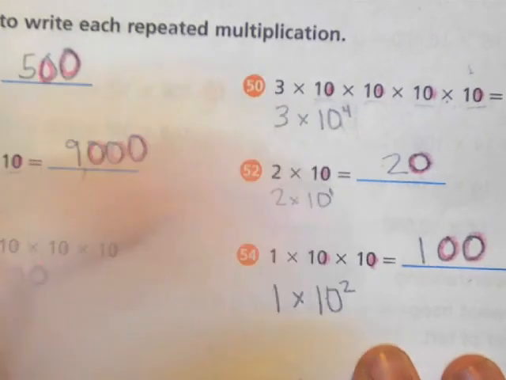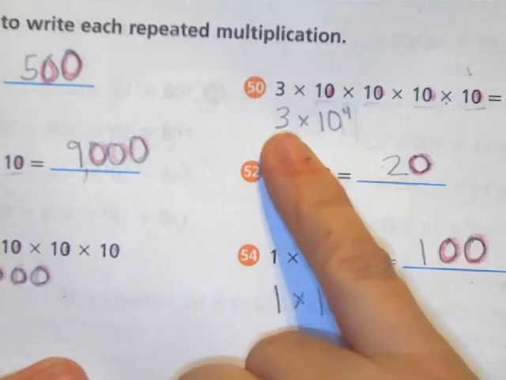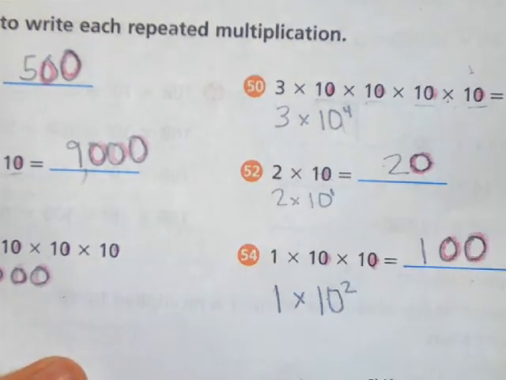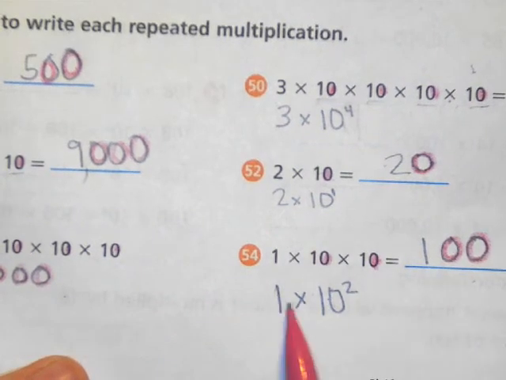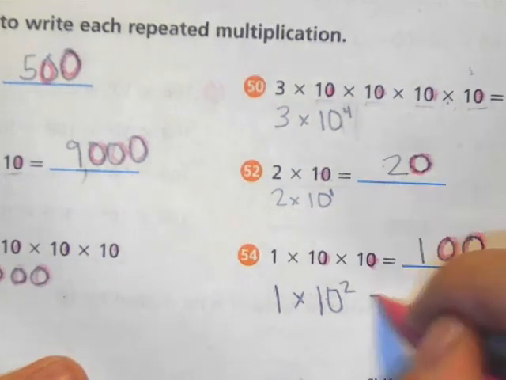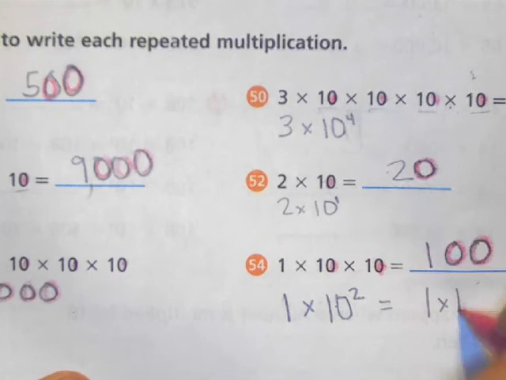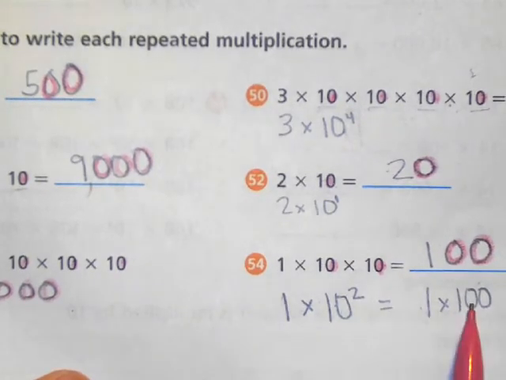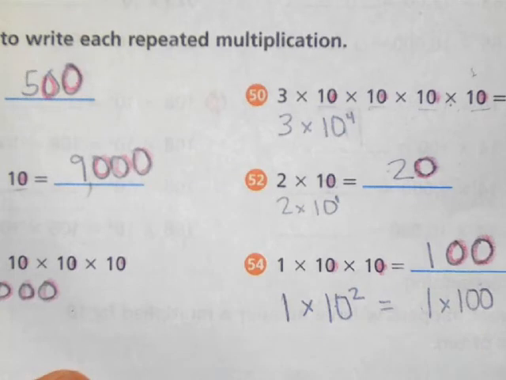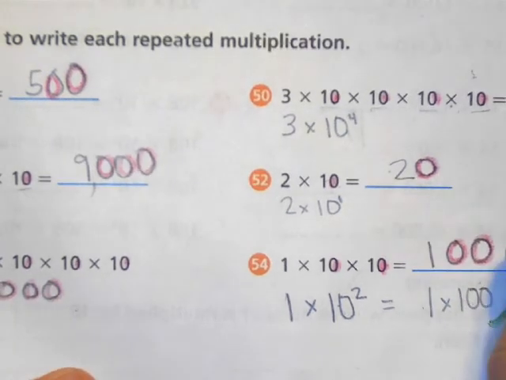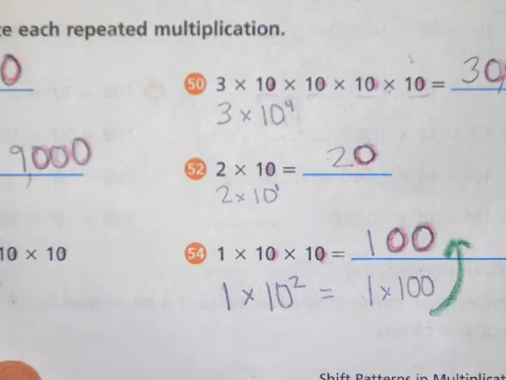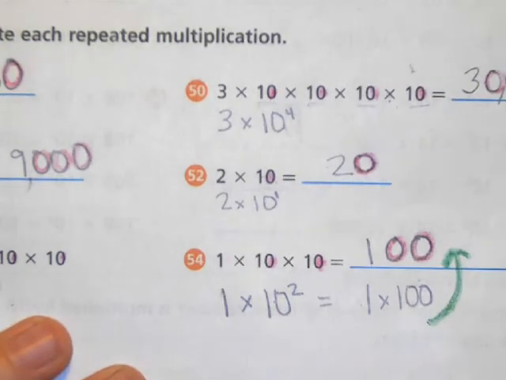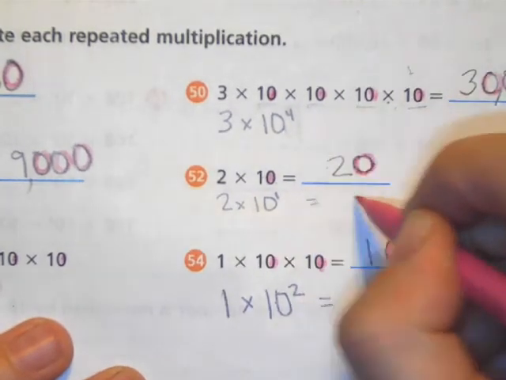So I just want to reiterate to you that powers of 10 are really, really powerful. It's helpful to know what each of these stand for. That way you can just mentally check. So here's an example. What is 10 to the second power? It equals 100. 1 just equals 1. 10 to the second is 100. Is 1 times 100 100? Yes.